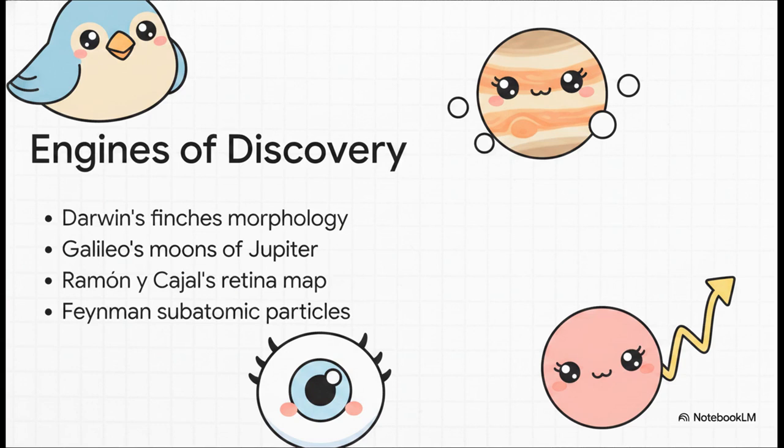Whether it's the specific drawings of Darwin's finches that make subtle beak variations pop, Galileo sketching the moons of Jupiter, Ramon y Cajal mapping out the microscopic retina, or Feynman diagrams tracking subatomic particles, visual abstraction is quite literally the secret engine of scientific discovery.